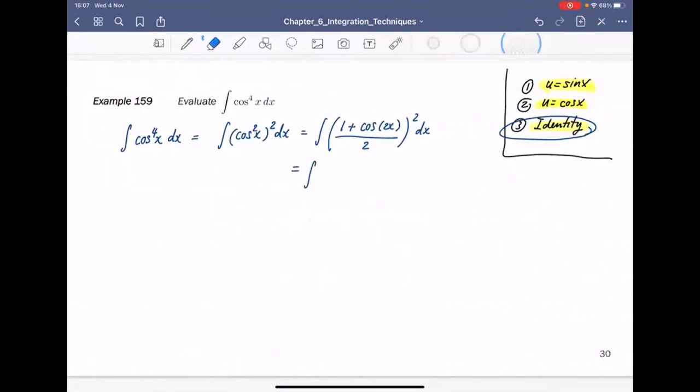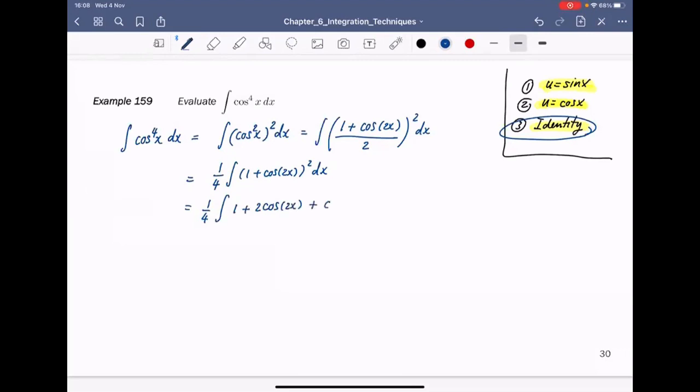I'm going to pull out the number 2 first because I hate it. So I have a quarter, right? Pull out 2 squared. So I get the integral of (1 + cos 2x) squared dx. And this is going to be a quarter times the integral of 1 plus 2 times cosine 2x, and then plus cosine squared 2x.